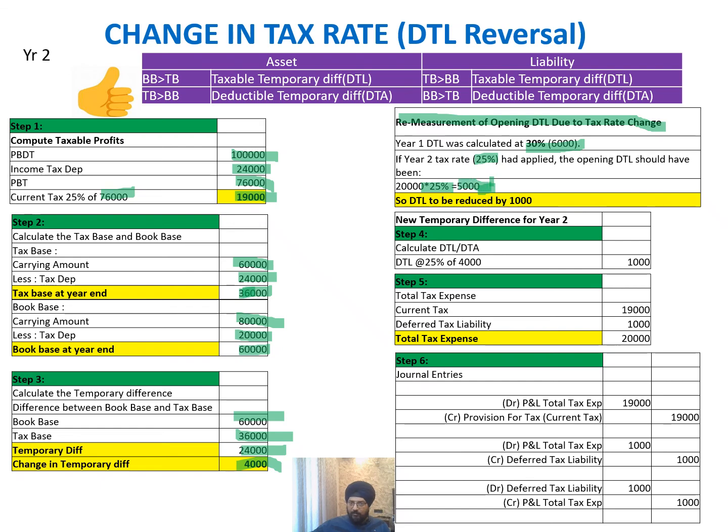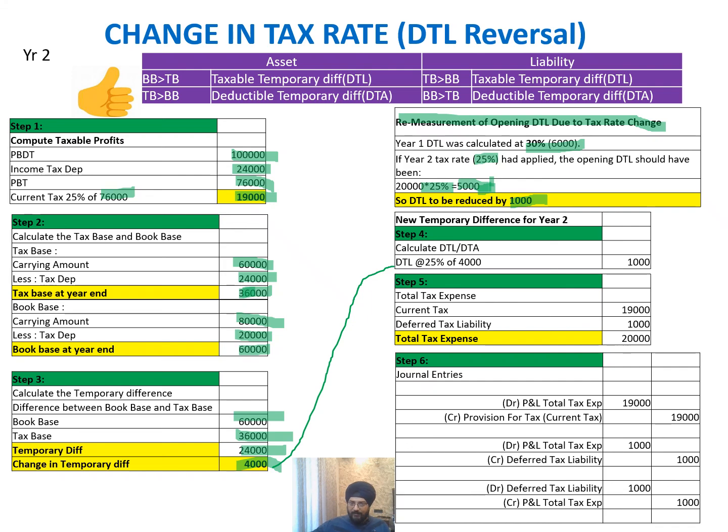So my DTL will be reduced from 6,000, which is the opening DTL, by rupees 1,000. This is a reduction in my DTL. But we also have a temporary difference of how much? 4,000. So we have to create the DTL on this 4,000. So calculate the DTL on this 4,000 at the rate of 25%. We have to create the 1,000.